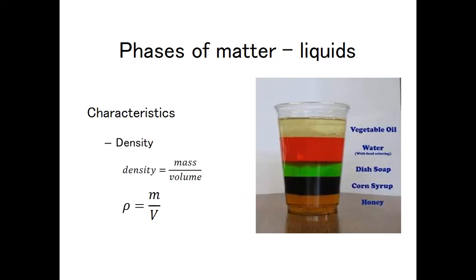Liquids have density, just like solids do. All states of matter have density, as a matter of fact, but for liquid density, we can see an example here where we have 5 different liquids, each one with a different density. Honey, where the molecules are closest together, is at the bottom, and vegetable oil is the least dense and sits on the top. And we know from experience that water and oil don't mix because they have different densities and they're going to separate over time.